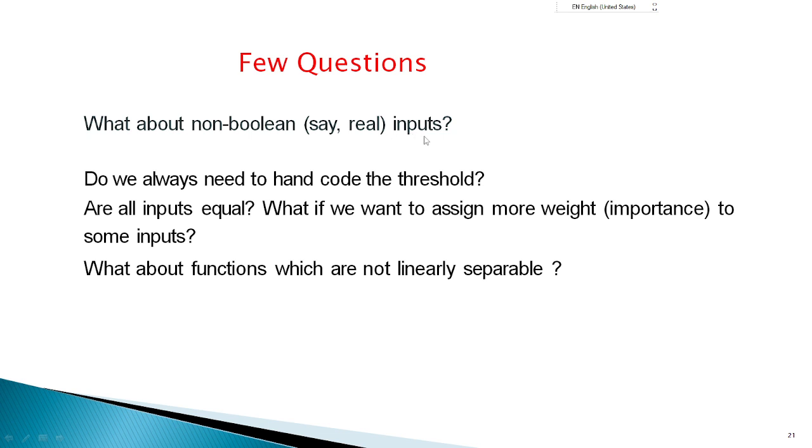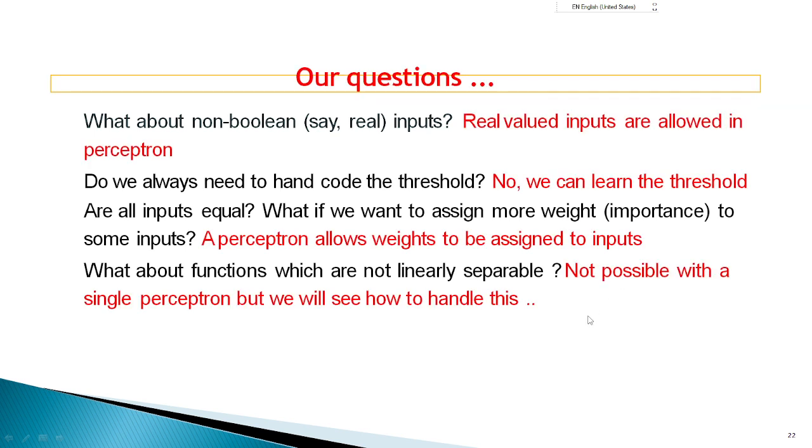So what about non-Boolean functions, real inputs? Do we always need to encode the threshold, or can we learn it? Are all inputs equal? What if we want to assign more weight to some? What about functions which are not linearly separable? These are the questions; now the answers. Real valued inputs are allowed in the perceptron. In the MP neuron, only Boolean inputs are allowed.